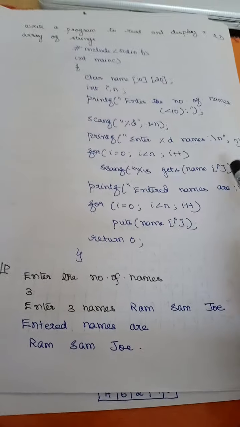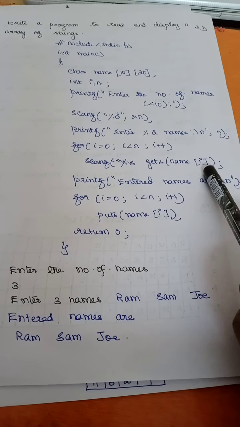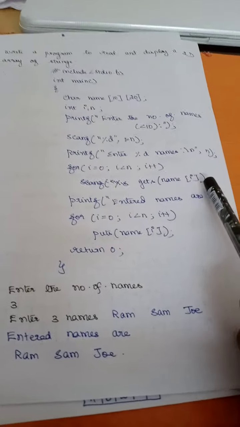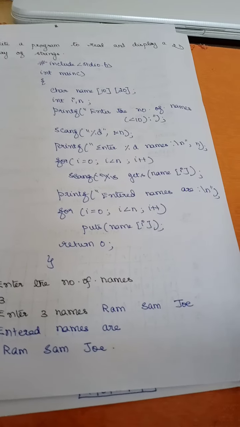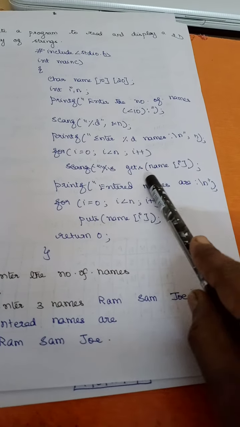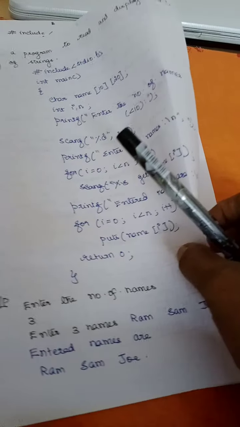So what is the only difference? Here I need not mention two things, i and j, right? Because here the j part is going to be in the character array. So I can directly write it as name of i, right?